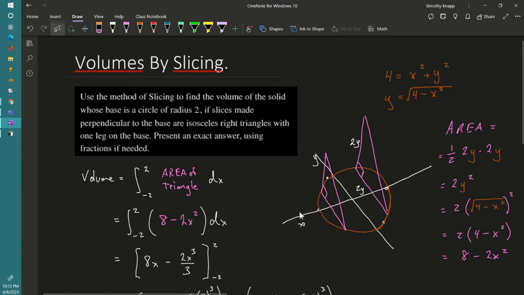Volumes by slicing. It's tough to set up the drawing based on the description, but you want to read a few of these and get some practice in. Okay.